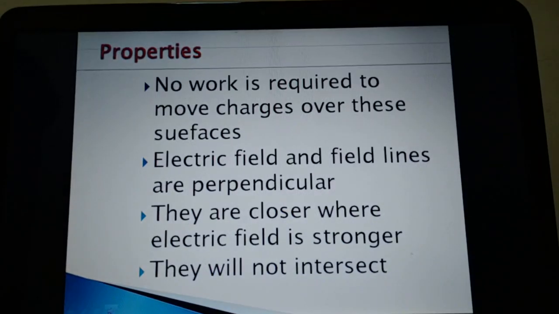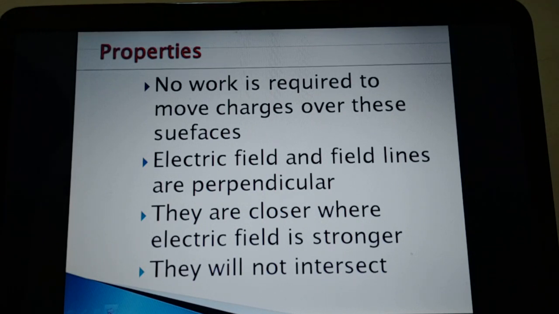Second property: electric field and electric field lines are perpendicular to this surface. You can imagine that when an electric field is there, the direction of the electric field, which is denoted by electric field lines, is perpendicular to an equipotential surface.